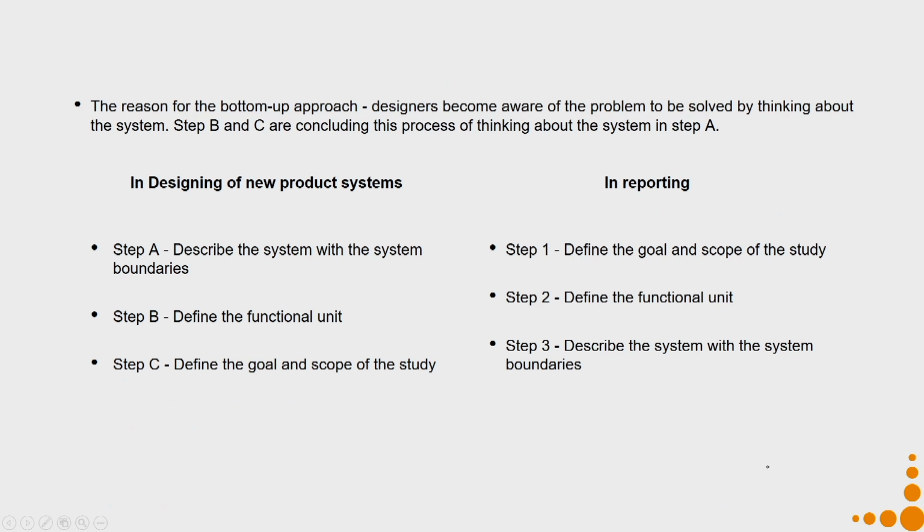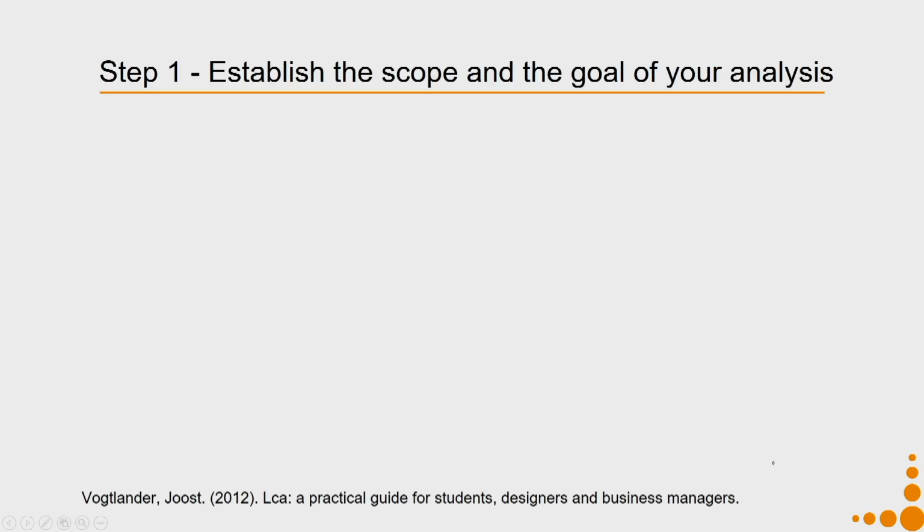So, in the context of design, you do step A, describe the system and the system boundaries, then you define the functional unit, then define the goal and scope of the study. When you do the same thing for reporting after all your design is finished, you will define the goal and the scope of the study. So, you will go the reverse order, define the functional unit and describe the system with the system boundaries.